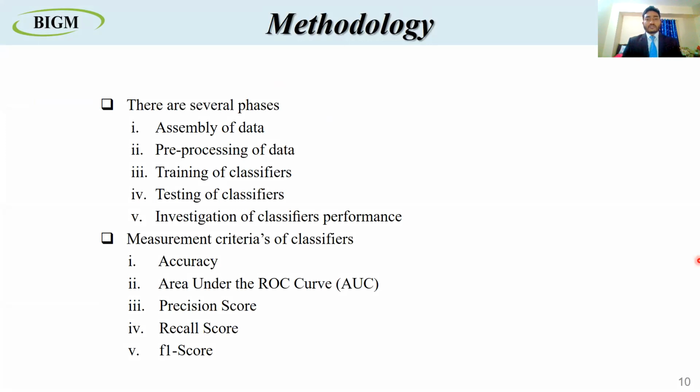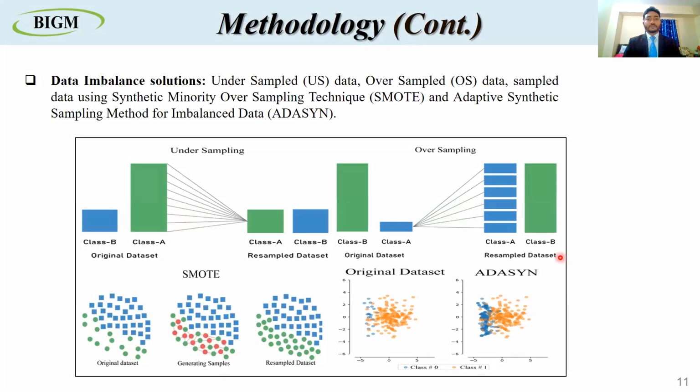Our methodology consists of 5 phases, which are assembly of data, pre-processing of data, training of classifiers, testing of classifiers, and investigation of classifiers' performance. Finally, we are focusing on pre-processing of data and investigation of classifier performance, these two phases. We are investigating the performance of the classifiers based on 5 measurement criteria. These are accuracy, area under the ROC curve (AUC), precision score, recall score, and finally F1 score.